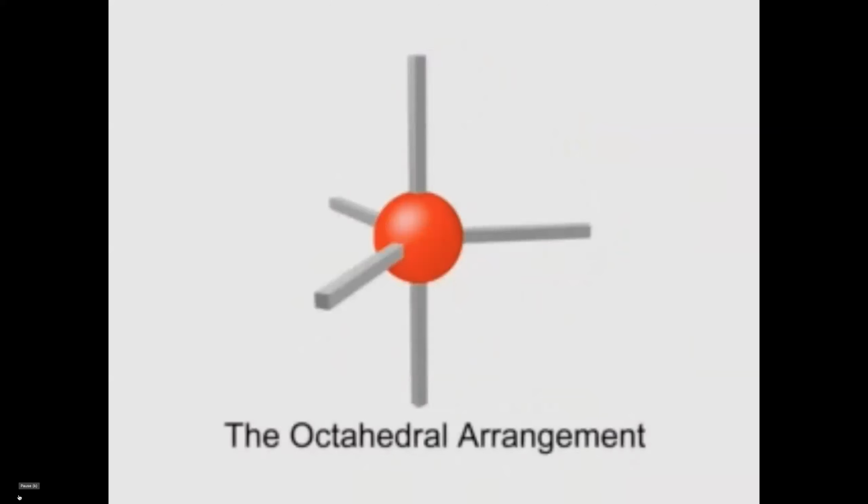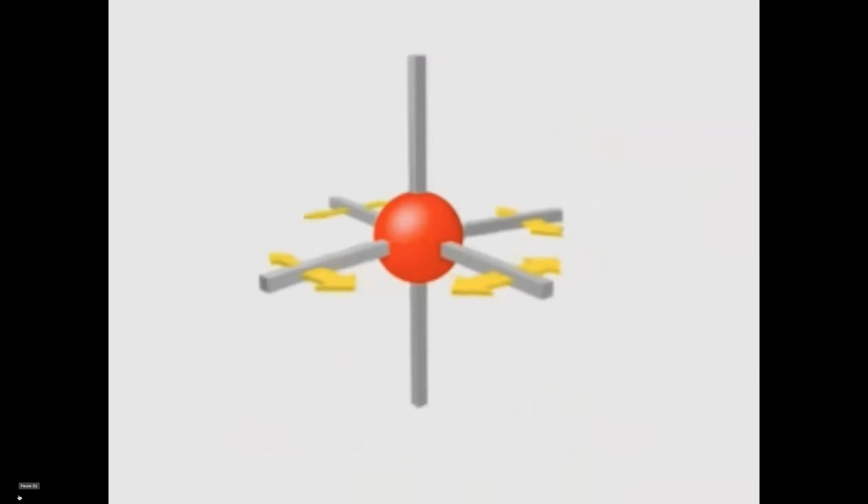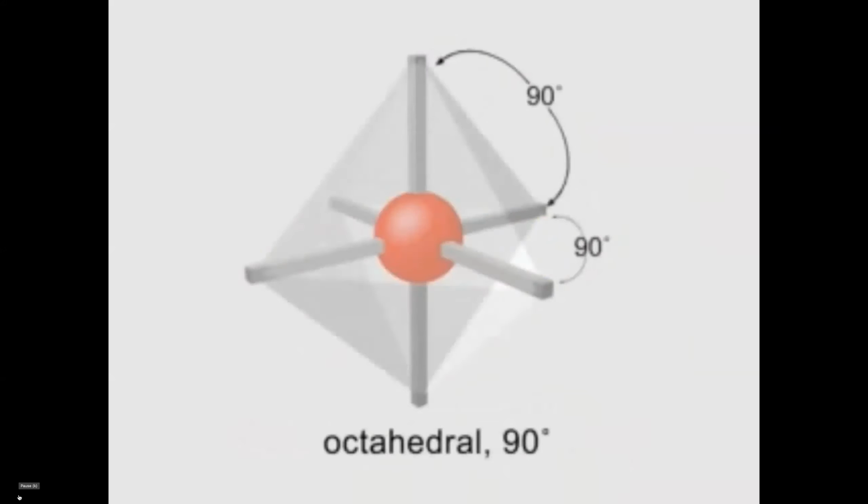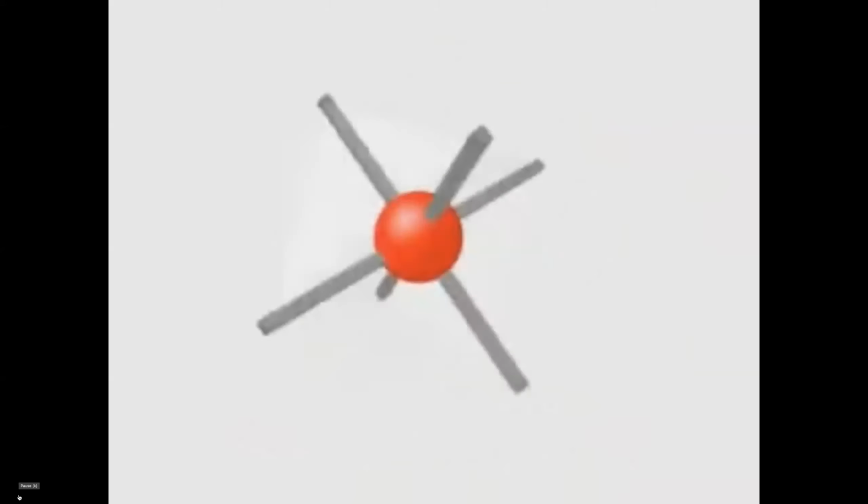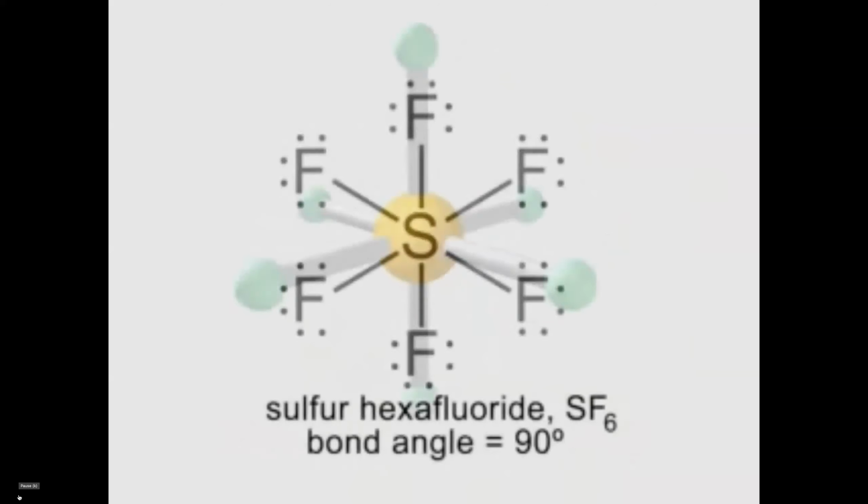The final common arrangement has 6 electron groups attached to the central atom. Repulsions are minimized when the groups point to the corners of an octahedron and thus lie 90 degrees apart. Sulfur hexafluoride has an octahedral shape.